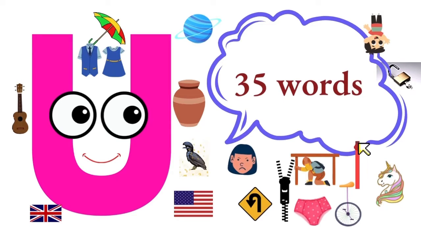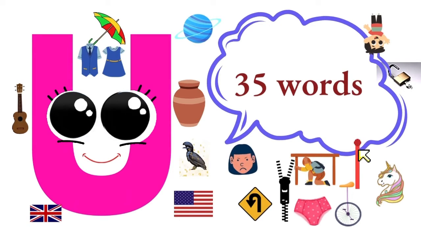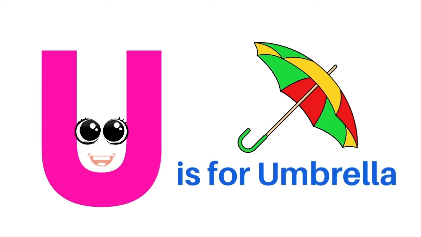Hi kids, today we are going to learn about U letter words. U sounds uh. Let's start. U is for umbrella.